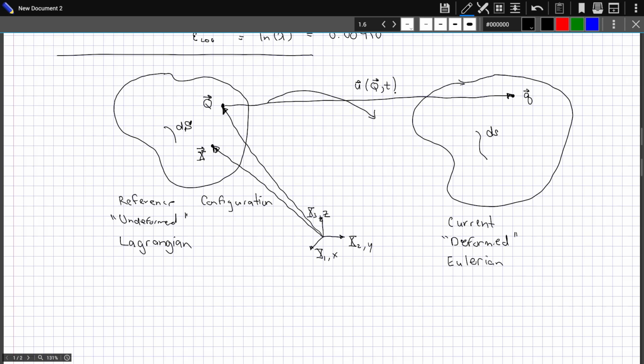Okay. Same thing with the other one. We'll say that X moves to here. Again, little x vector, and we have a displacement associated with that, U of X and t.